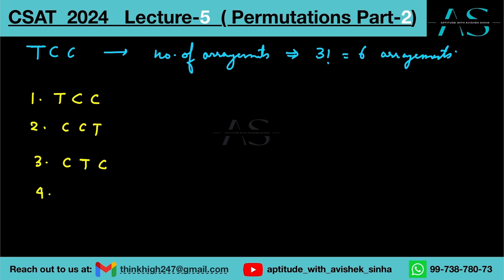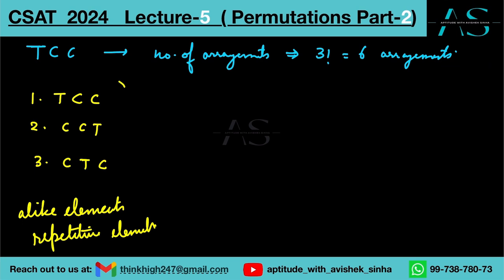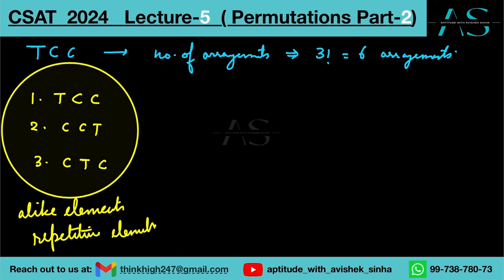Can we have any other arrangement? You have already written CCT. Can you think of any other arrangement? Just try to look out for any other arrangement. No. The formula for distinct elements or different elements does not apply here. Here we are talking about alike elements or repetitive elements. The correct answer is 3. So how do we get to 3? That is our question.